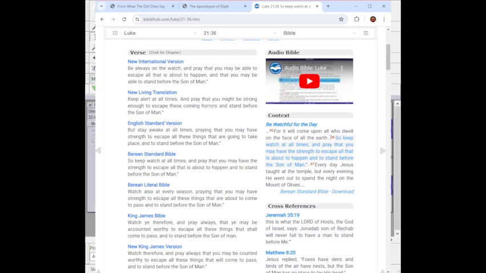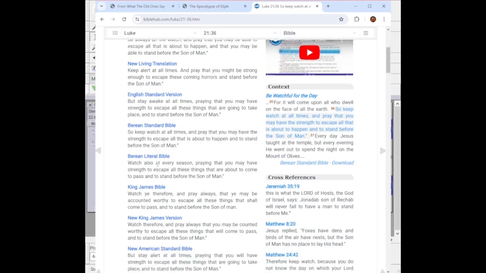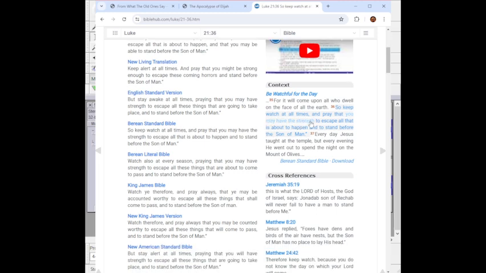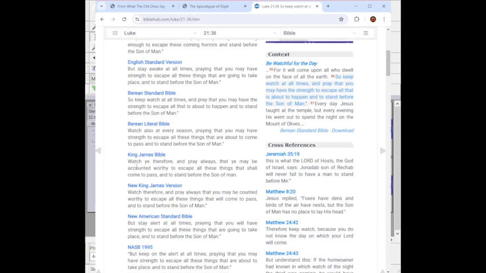The vine and the elms that have chosen out of their free agency to join with us, okay? So keep watch at all times and pray that you may have the strength to escape all. It's not strength, our strength is our power, all right? To escape all that is about to happen and stand before the Son of Man. Account it worthy. Watch therefore and pray always.